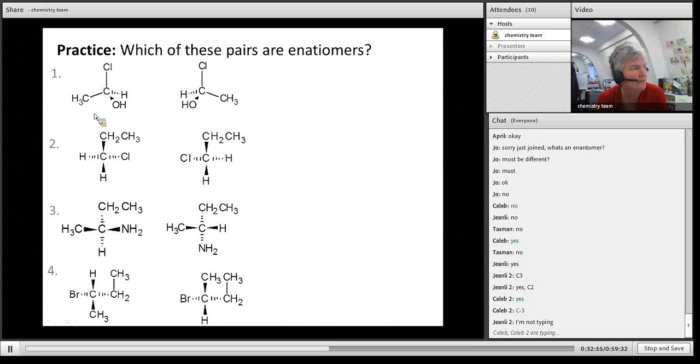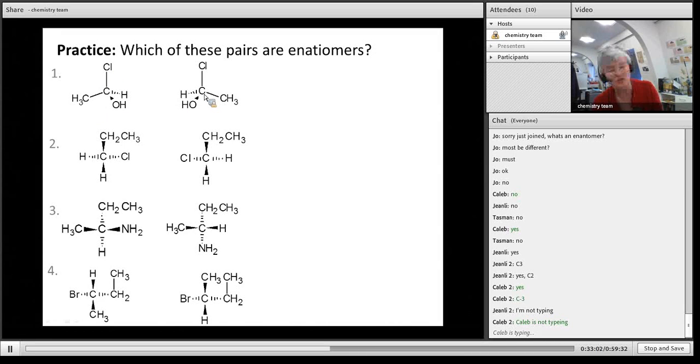So if you do method 1, the easiest way is just to do the mirror image, and so if the OH is here, the OH goes there. If the hydrogen's there, the hydrogen is there. Chlorine on top, and the methyl at the back.